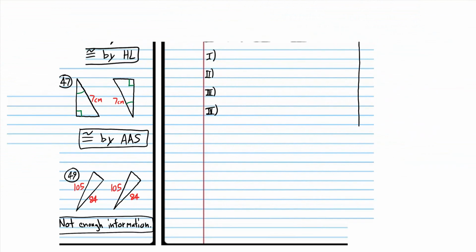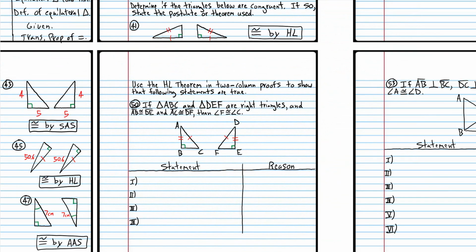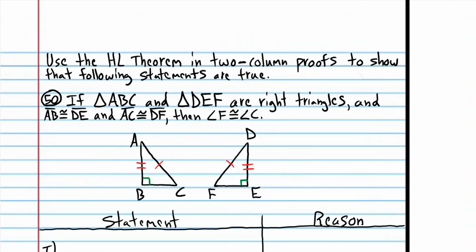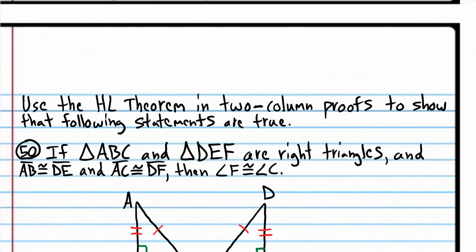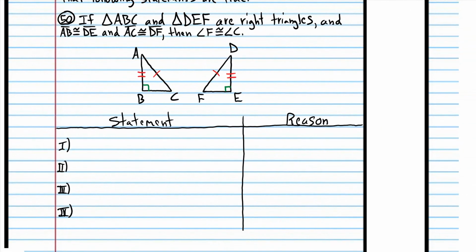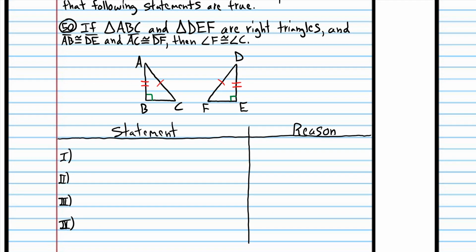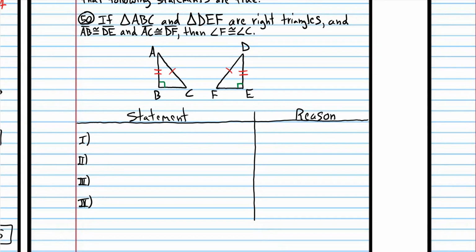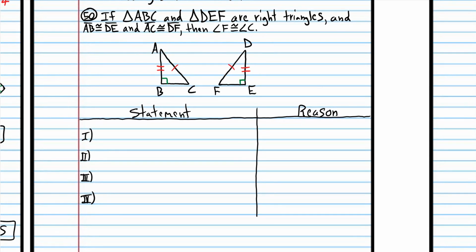All right, so now we're going to go on to some proofs. It says use the HL theorem in two-column proofs to show that the following statements are true. So we're going to use the HL theorem in these proofs. If triangle ABC and triangle DEF are right triangles, and AB is congruent to DE, and AC is congruent to DF, then angle F is congruent to angle C. Now we're going to have to use the CPCTC concept, or the converse of that definition.